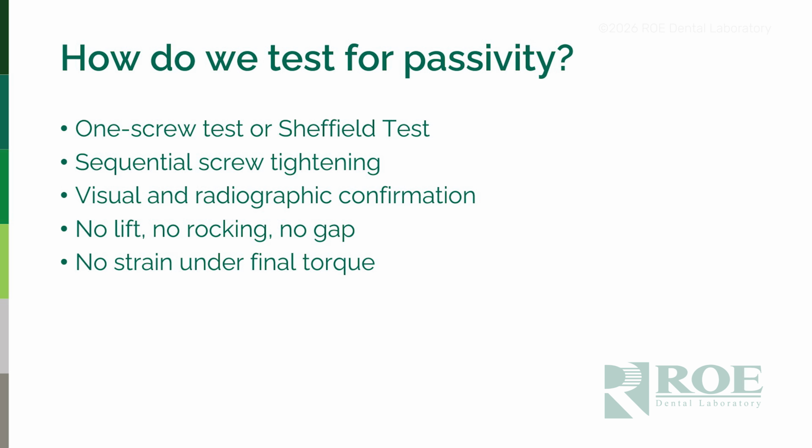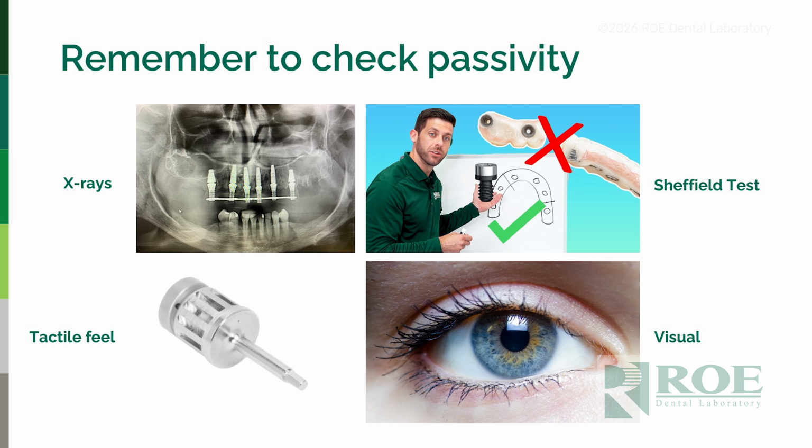How we test for passivity is really difficult. Lots of people talk about the one screw test or the Sheffield test. That's essentially a laboratory test, not a clinical test, because it's very difficult to see these things in the mouth. There are different techniques such as sequential screw tightening that can be used, visual or radiographic confirmation with no lift or rock. But from a clinical point of view, these can be very difficult to assess properly. We can take our x-rays and, as I've said, look at it or feel it, but it's a little bit of a grey area.